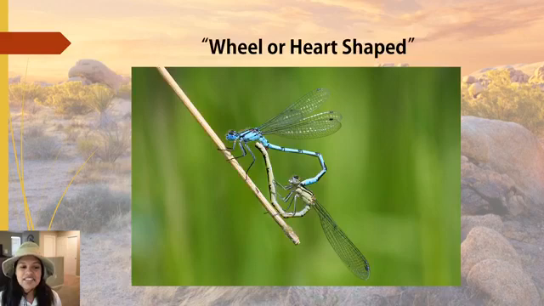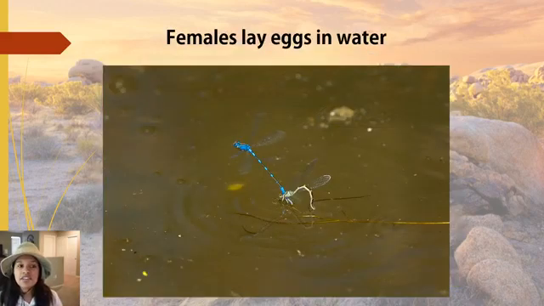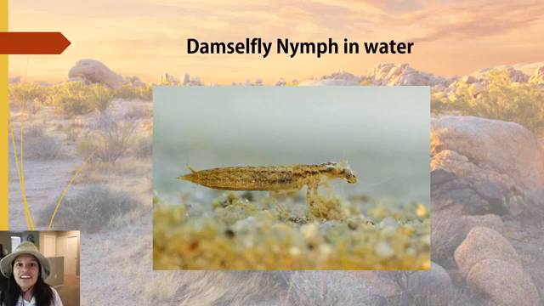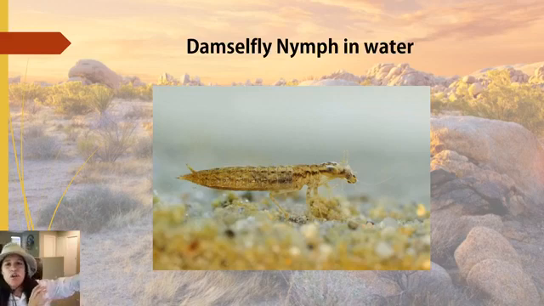So like I said, they'll stay this way until she lays her eggs. Usually the male will help her get into the water. She may completely submerge herself to lay her eggs, and she will lay her eggs in water. The baby damselflies, or the nymphs, will complete their entire life cycle in the water. It's crazy. Sometimes they'll have a way to shoot out water from their behind, and they'll push themselves along to be able to catch prey.